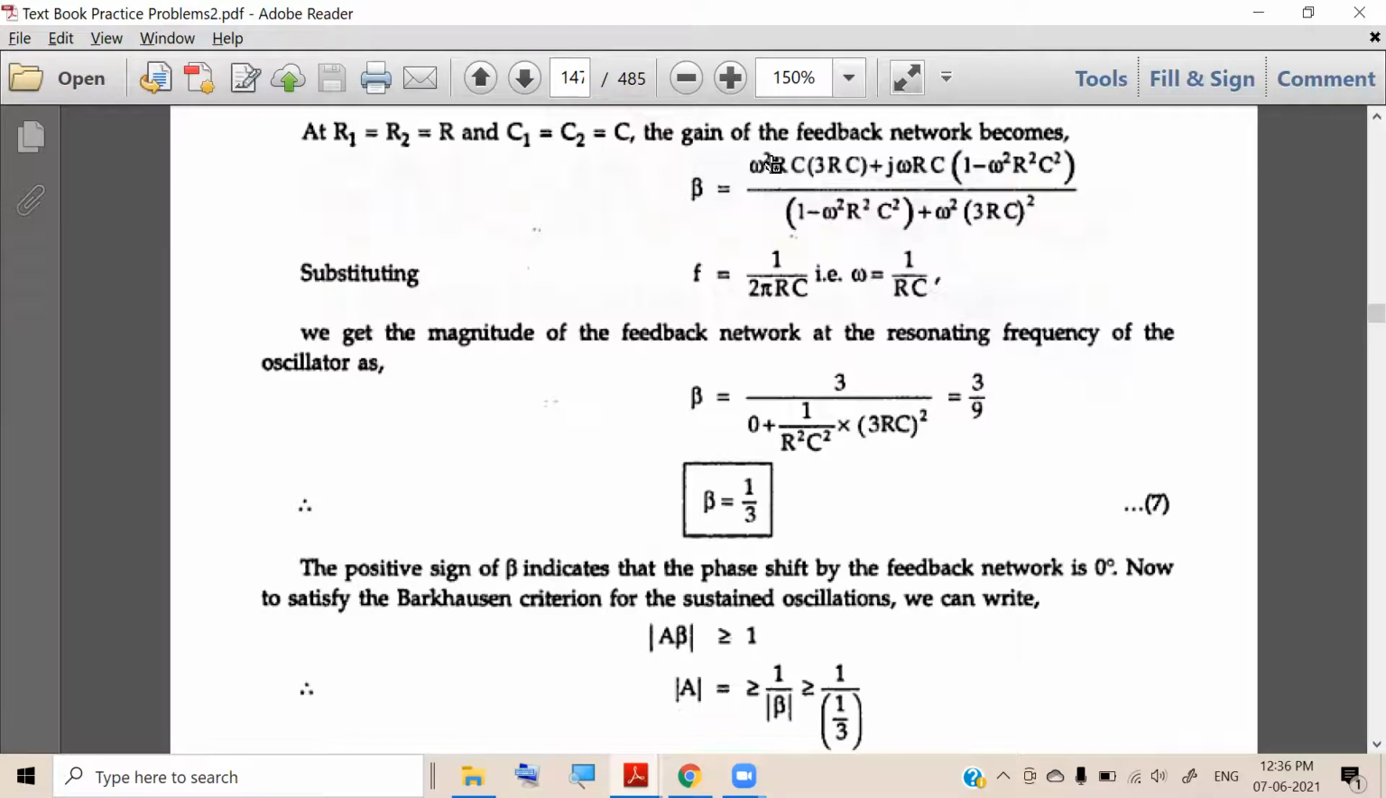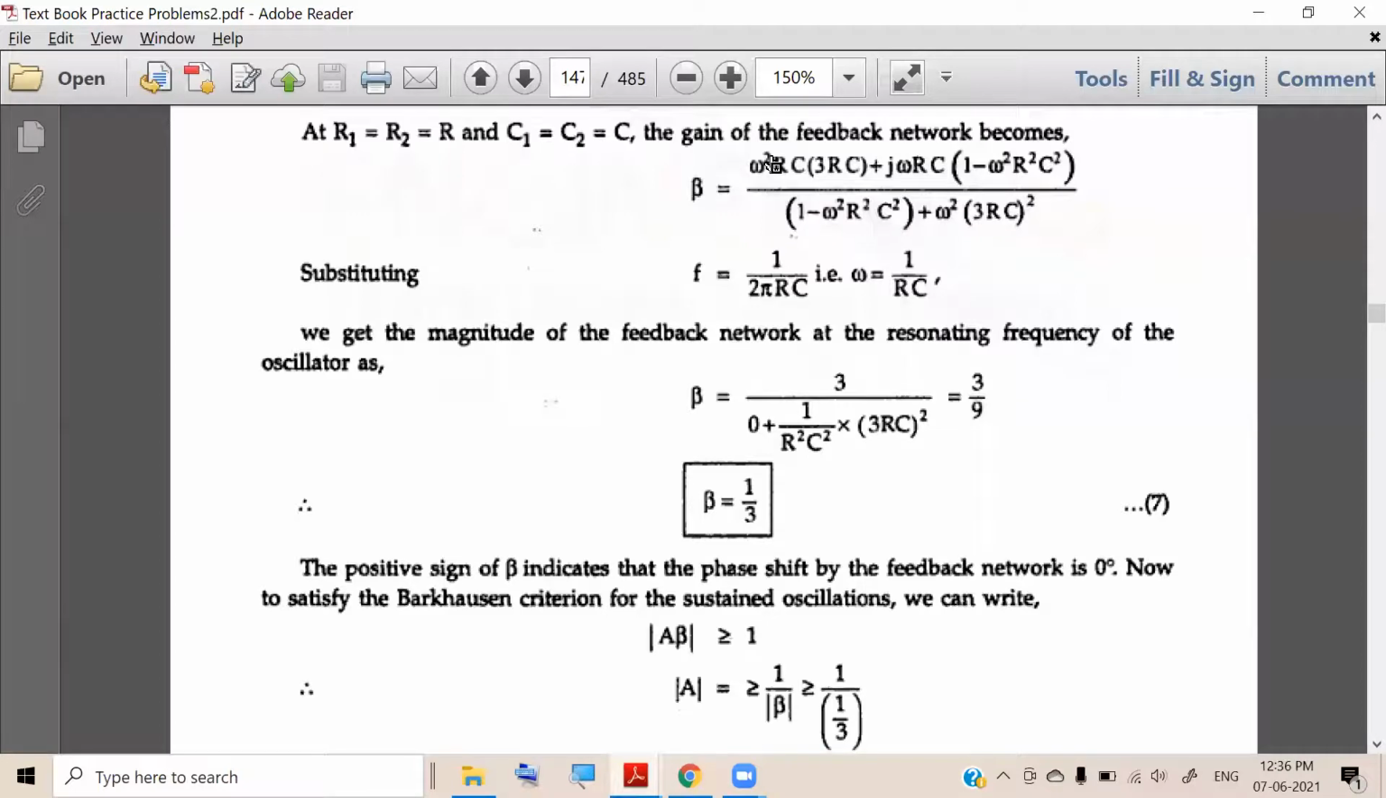Same as the original case. Then what we are doing? We got, if R1 is equal to R2 is equal to R, beta is 1 by 3. So we did not find, if R1 is not equal to R and C1 is not equal to C, what is beta. We did not find yet, and that is what we are doing now. So if R1 is not equal to R2, and C1 is not equal to C2, then this is the condition for beta.